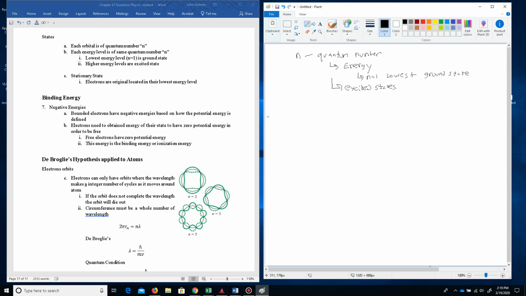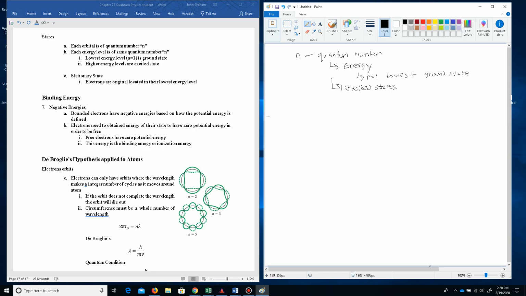And so we have what's called stationary states, that the electrons are originally located in the lowest energy level that they can be. When we think about this, this is how we learn in chemistry. You have the first 2, and then you have the next energy orbit, and how many are in there, which I think is 6, and so on.